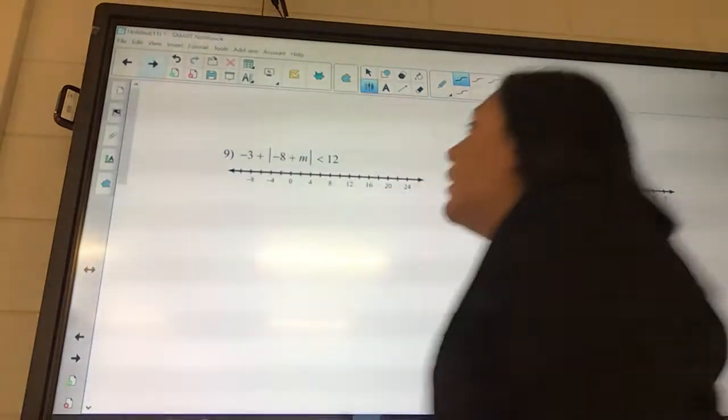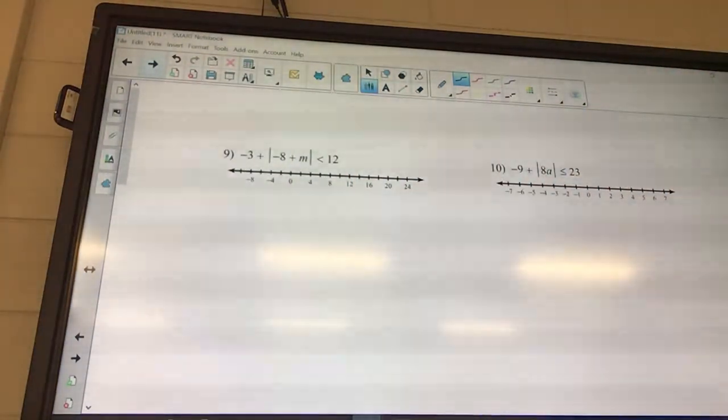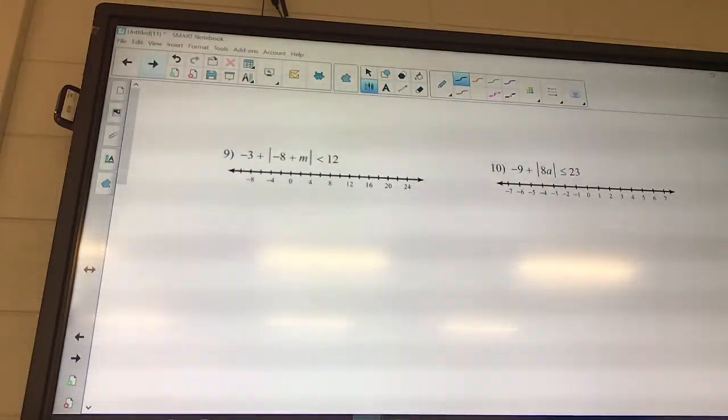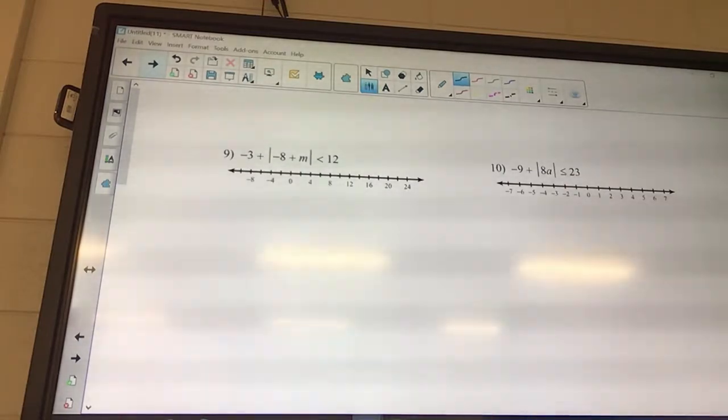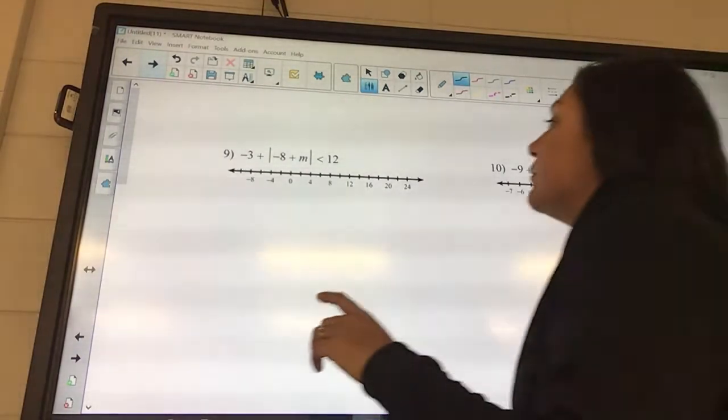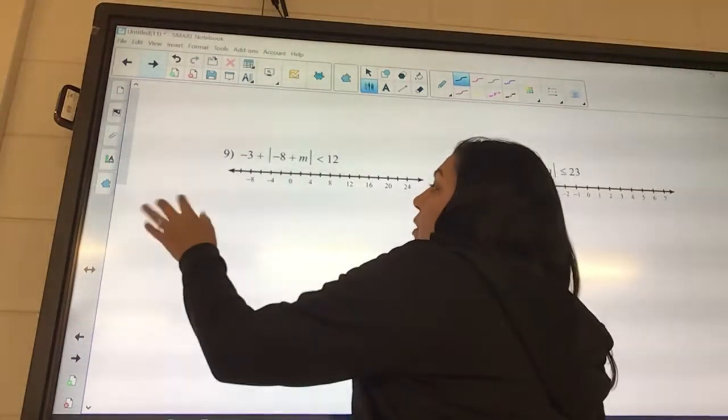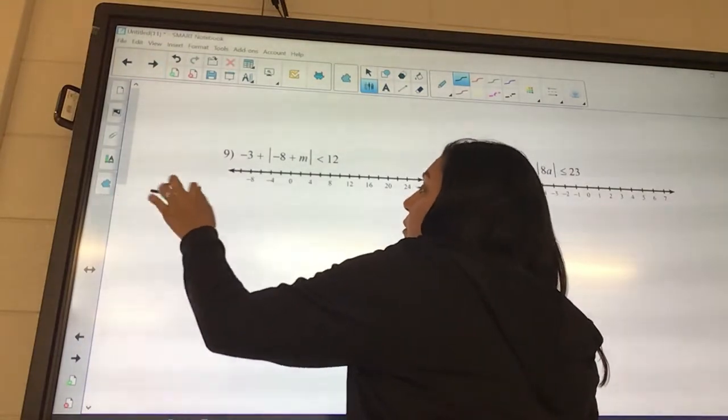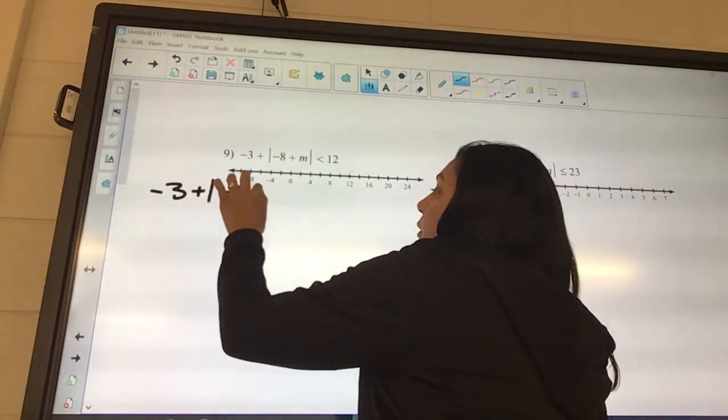Okay, look at 9. What do we need to do first? We got to move the 3 over before you do anything else. Here, put that up. Okay, so to move the 3 over first, and I'm going to write my problem down here first.